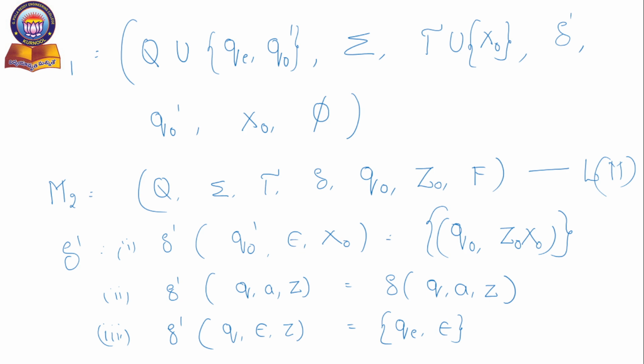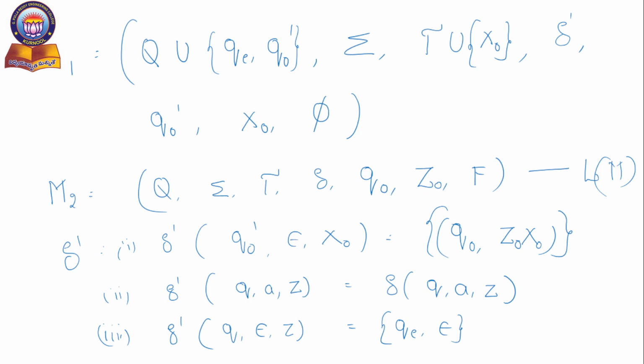So delta prime of Q A Z is equal to delta of Q A Z. By following these transitions, finally the machine will enter into the final state by processing all the input symbols. Now third rule, delta prime of Q epsilon Z is equal to Q E epsilon. So now we are in the final state. There is no input symbol to read.